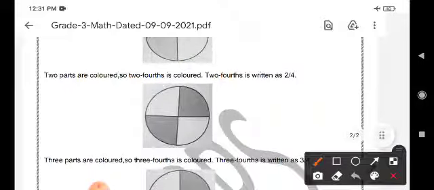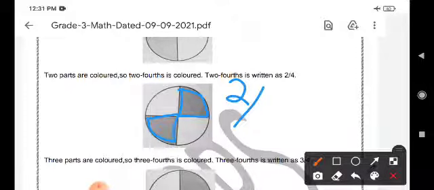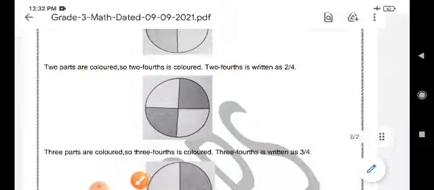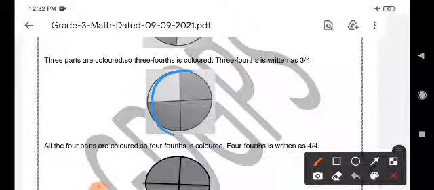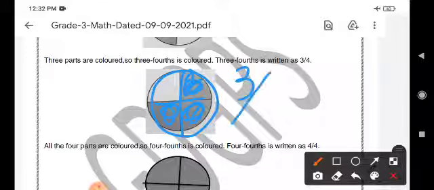When two parts are colored, here this part is colored and this part is also colored, we say 2/4 is colored. 2 parts out of 4 parts are colored. We will write it as 2/4. When 3 parts are colored, in this diagram, how many parts are colored? 1, 2 and 3. So 3 parts are colored, and what is the total number of parts? 4 parts. You are going to write it like this. That means 3/4.